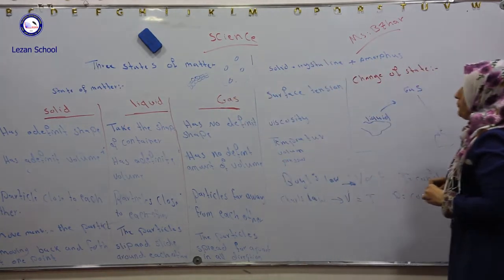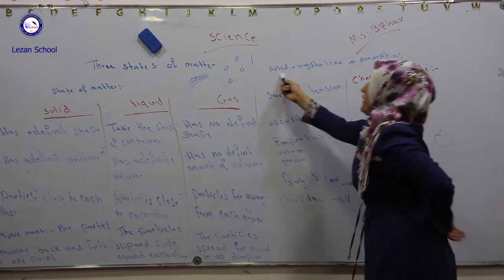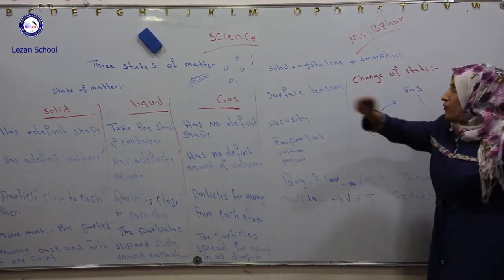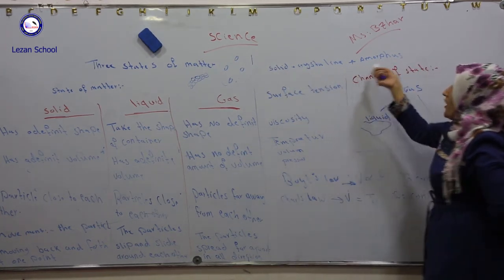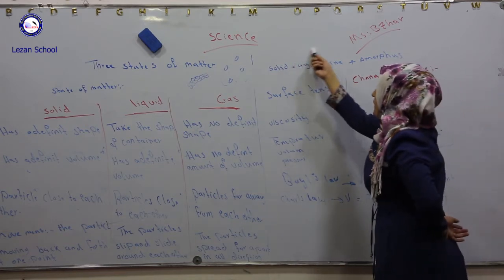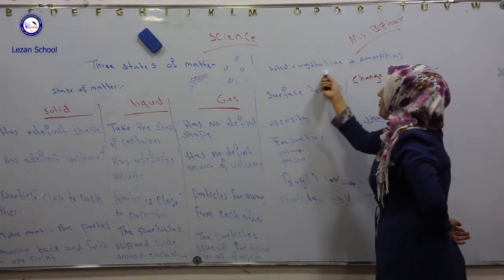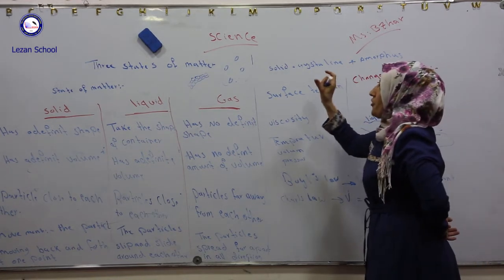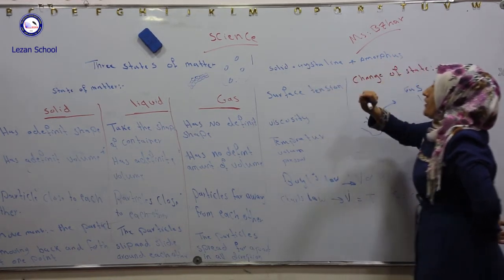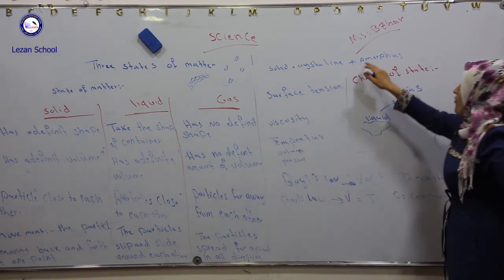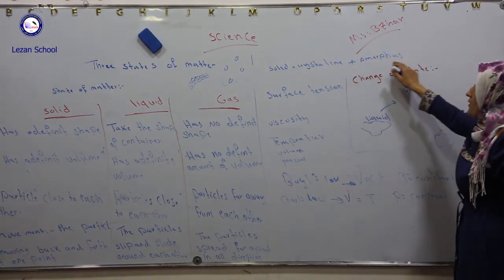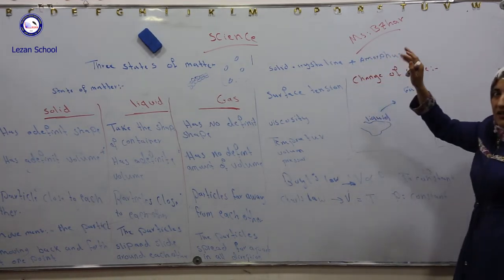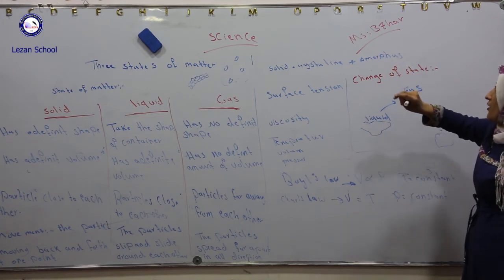Okay? In solid matter, we have two types: crystalline and amorphous. In crystalline solids, particles are arranged very orderly in a regular pattern. But in amorphous solids, the particles are not arranged in an orderly way.